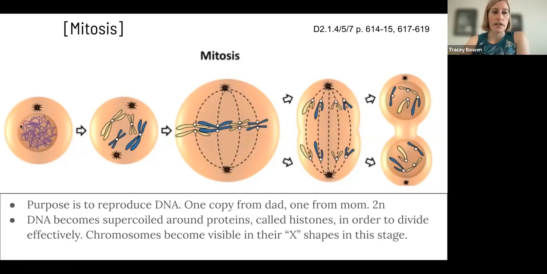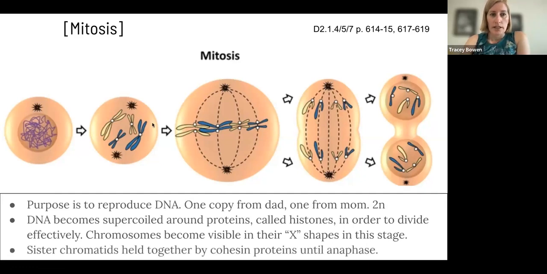So you'll see here in interphase, it's like a giant bowl of spaghetti noodles. And in order for that separation process to happen effectively, those spaghetti noodles need to be coiled up into little packets so that they can be effectively split apart equally and evenly and properly.